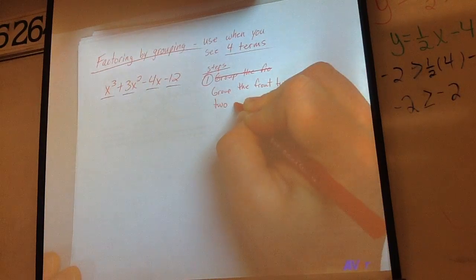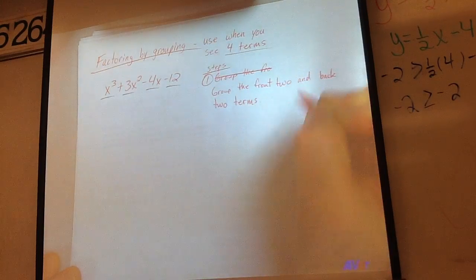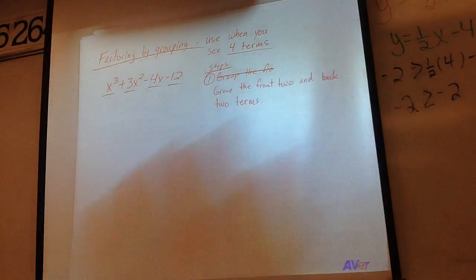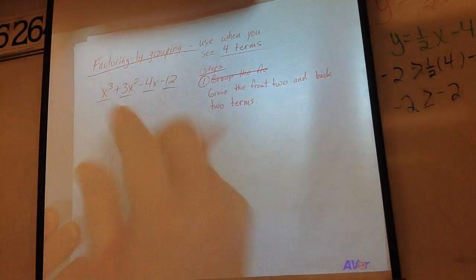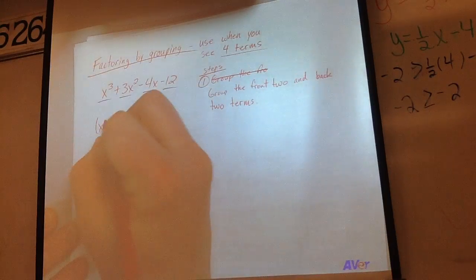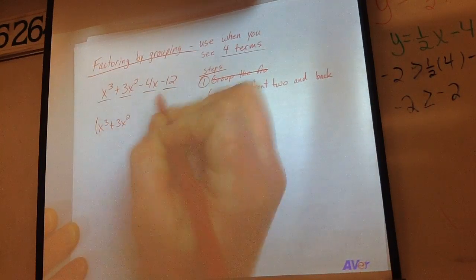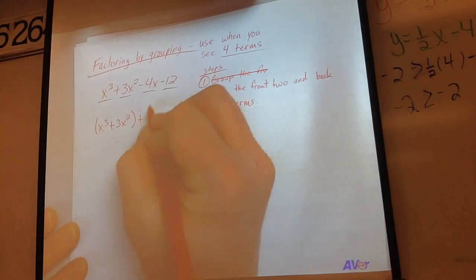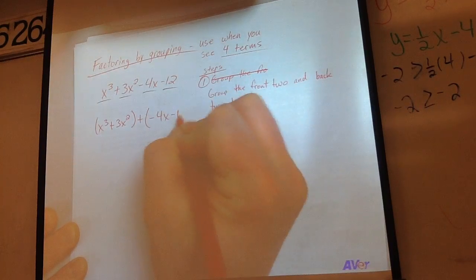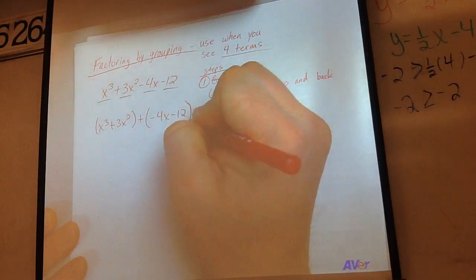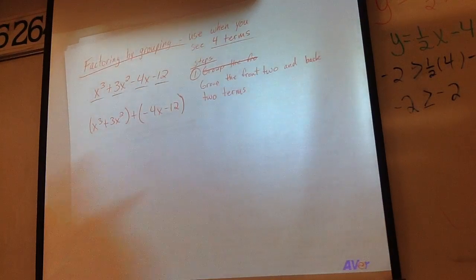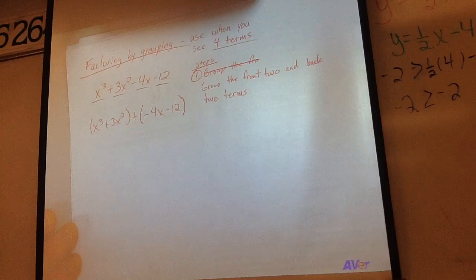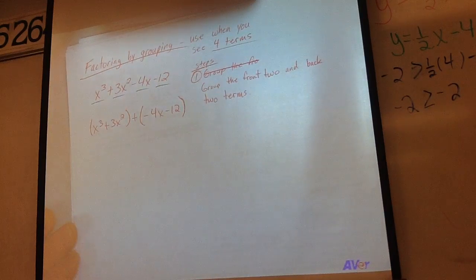You know what group means? To group them, we're just going to put parentheses around them. So we're going to rewrite that with parentheses around x to the 3rd plus 3x squared, plus negative 4x minus 12. So I really didn't do anything except put some parentheses around those. Because now I'm going to focus on each one of these parentheses individually, and just do greatest common factor factoring in each one.